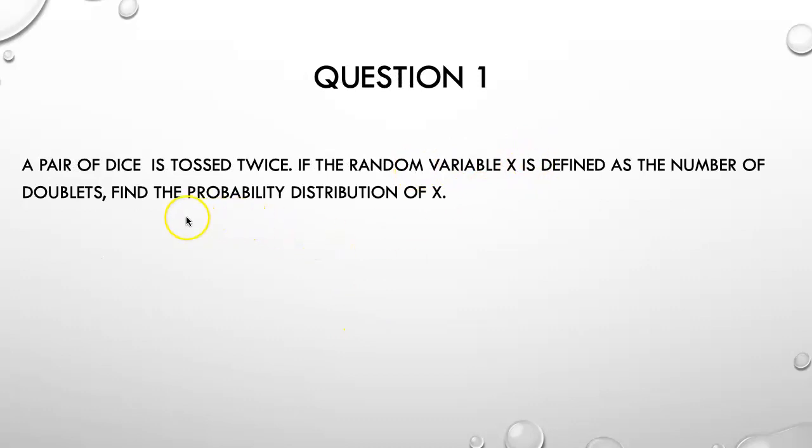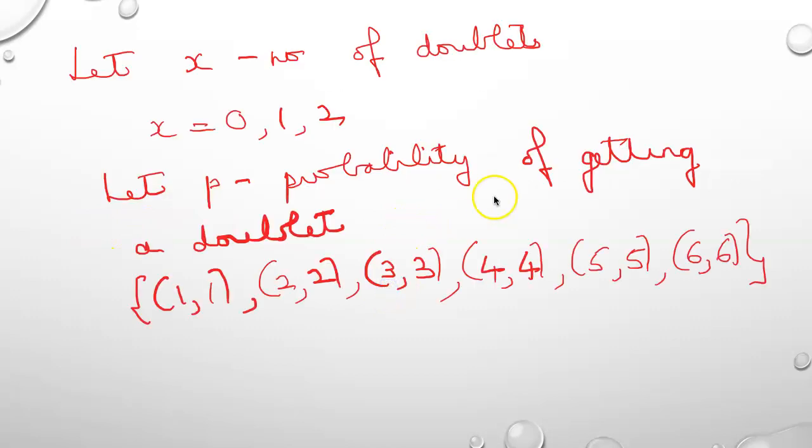Coming to questions, a pair of dice is tossed twice. If the random variable x is defined as the number of doublets, find the probability distribution of x. Now let x be the number of doublets. Since it is tossed twice, your value of x can be 0, 1 or 2.